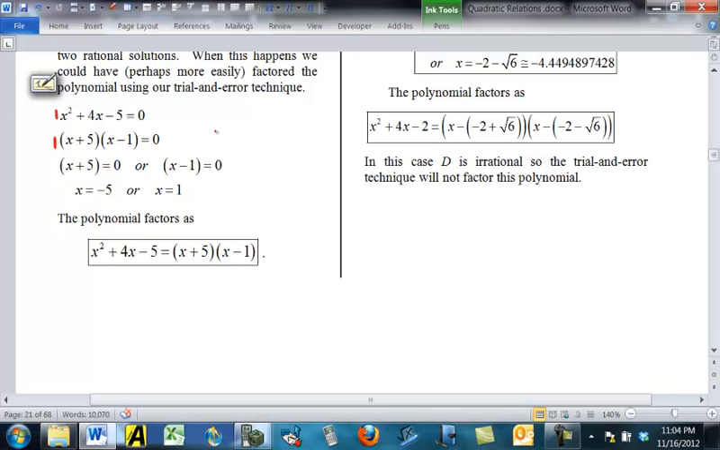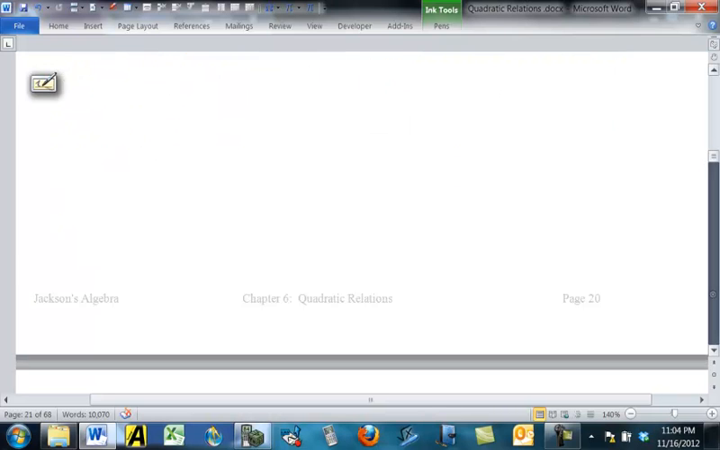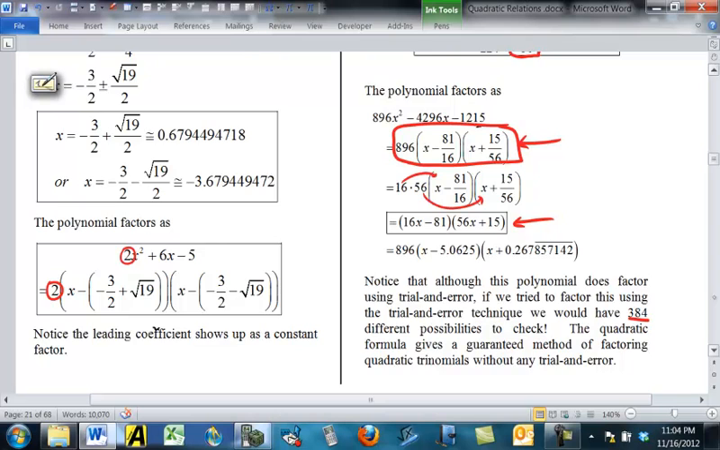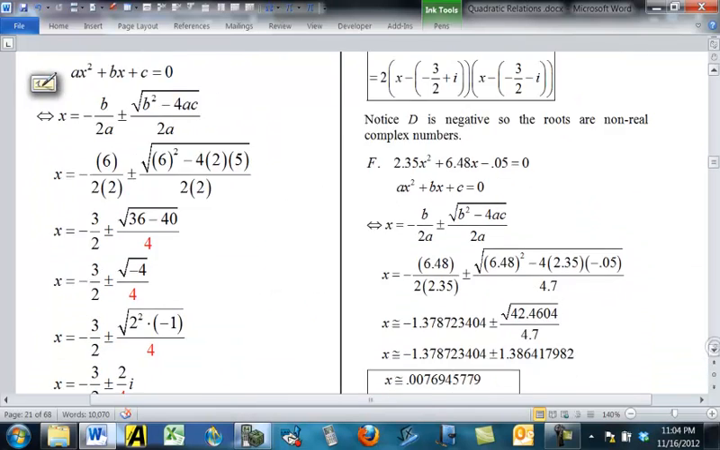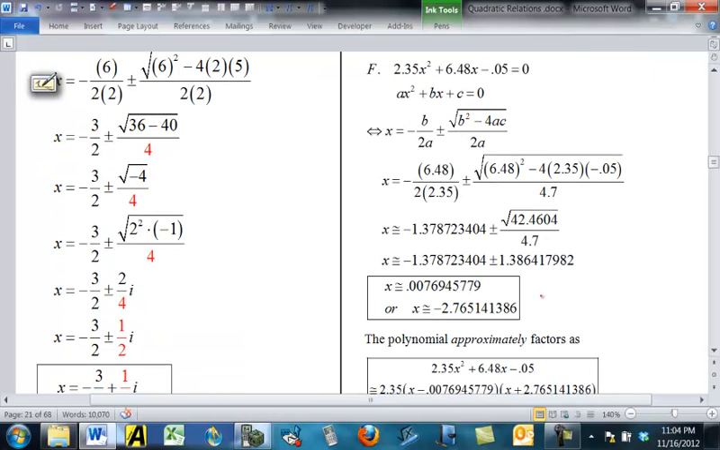Whereas up here on this one, probably it's easier to do the trial and error method than it is the quadratic formula. Take your pick. Either one works. So whichever one works for you. Sometimes the quadratic formula is the only way to do it, like this one here.